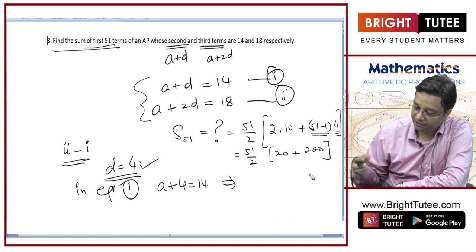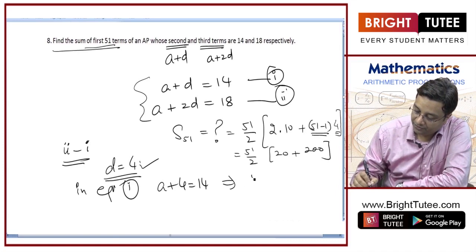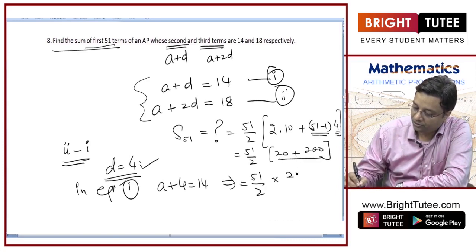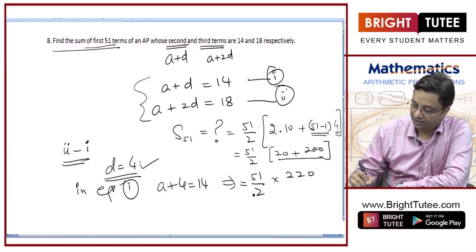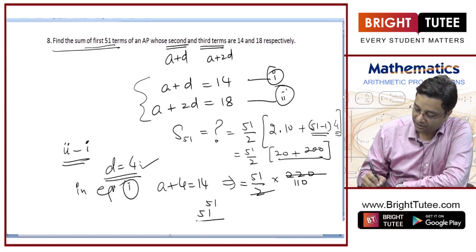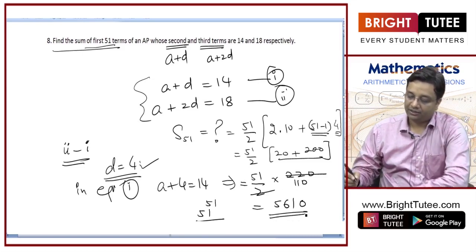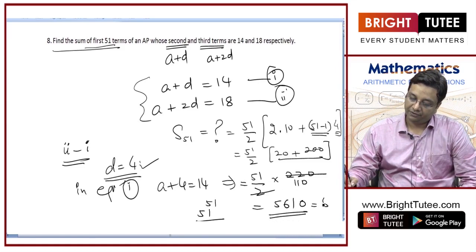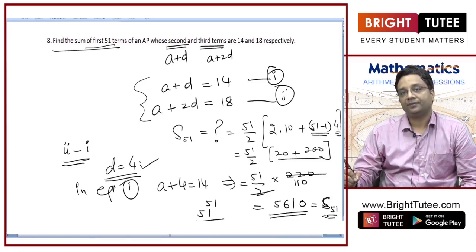Let me make some space here. So it has become now 51 by 2 into 220. Okay, which can be further simplified as 110. So this is 51 into 110, which is 5610. This is the sum of 51 terms of this AP, S51. Right?